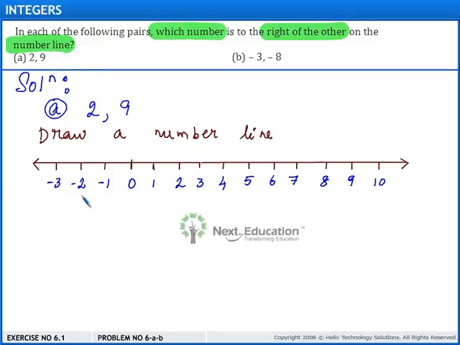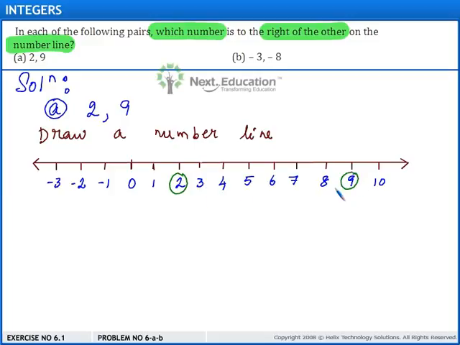Now, we need to find in the given pair of numbers which number is to the right of the other on the number line. First, let us mark both the numbers. So 2 is here, 9 is here. So from the number line, we can say that 9 is to the right of 2.